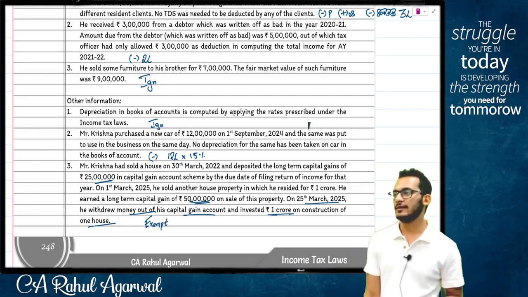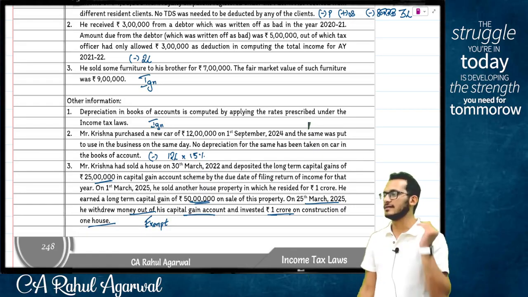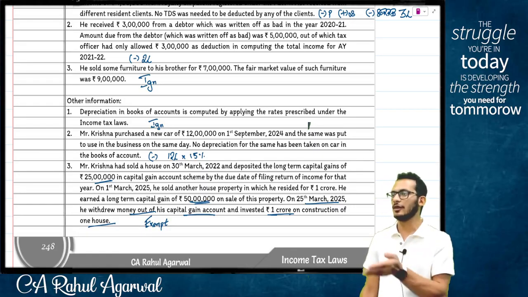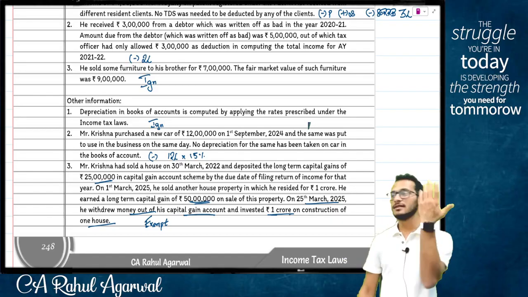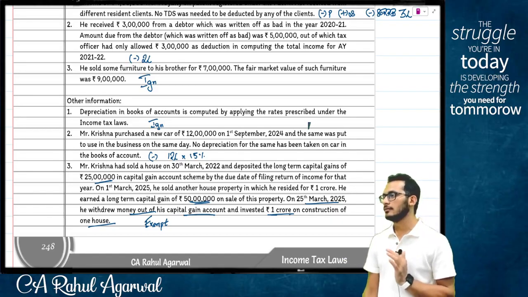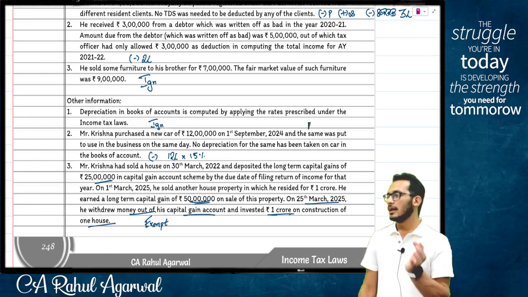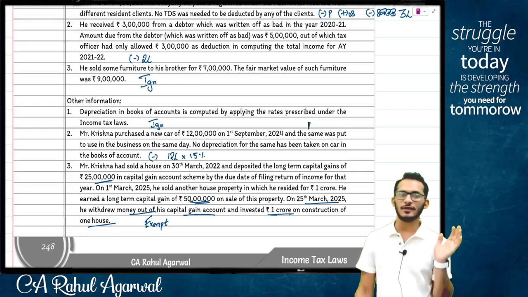So in the current year you will show 50 lakhs as capital gains and then show 50 lakhs as exemption because I have fully invested. In past years I would have already claimed an exemption. I was only required to invest the money, which I have also done, which means no further implications.